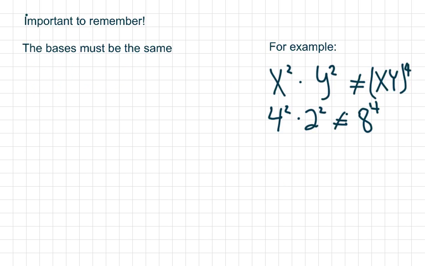Okay. So an important thing to remember when you are using power laws is that if you want to divide or multiply the powers, the bases of the powers need to be the same. So for example, x squared times y squared does not equal x times y all raised to the power of 4. That's just incorrect. If you have a similar situation, but this time with actual numbers instead of variables, 4 squared times 2 squared also does not equal 8 to the 4. Again, incorrect. That will definitely mess you up in your math.